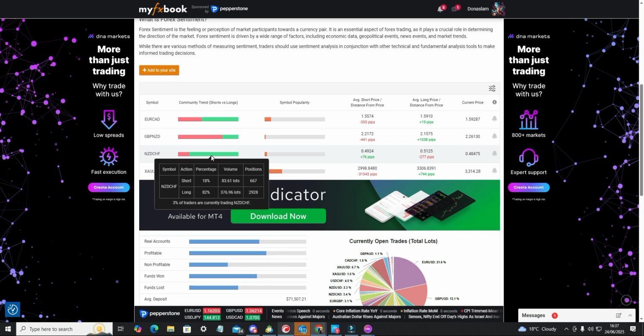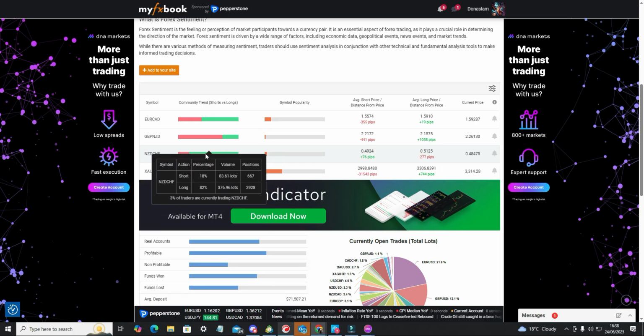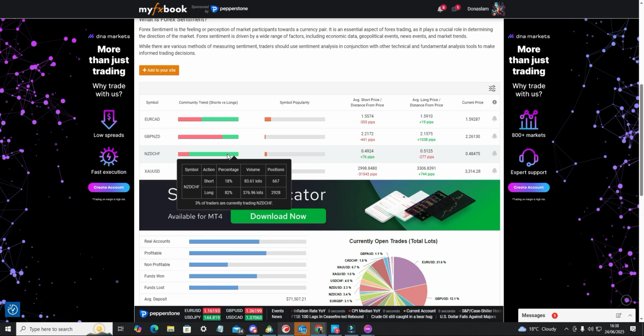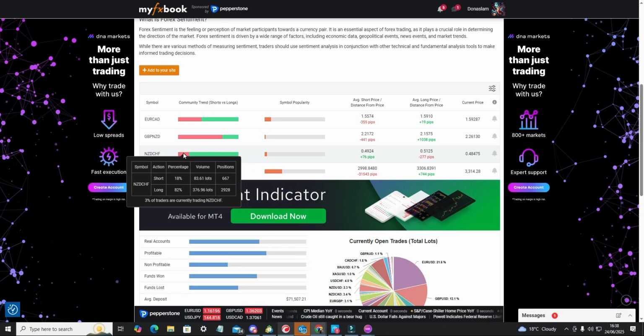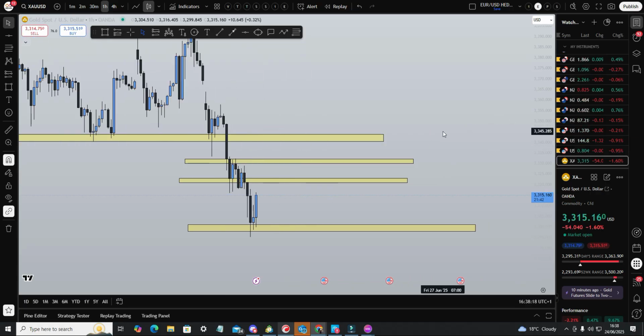The volume you can see is 83.61 lots for long, 376.96 lots, and we know 95%, I'm not going to waste time first of all, 98, 95, 99% of people lose money. So if the majority are buying and the minority are going for a sell, what do you think that information tells you, or what do you think we should do, right?